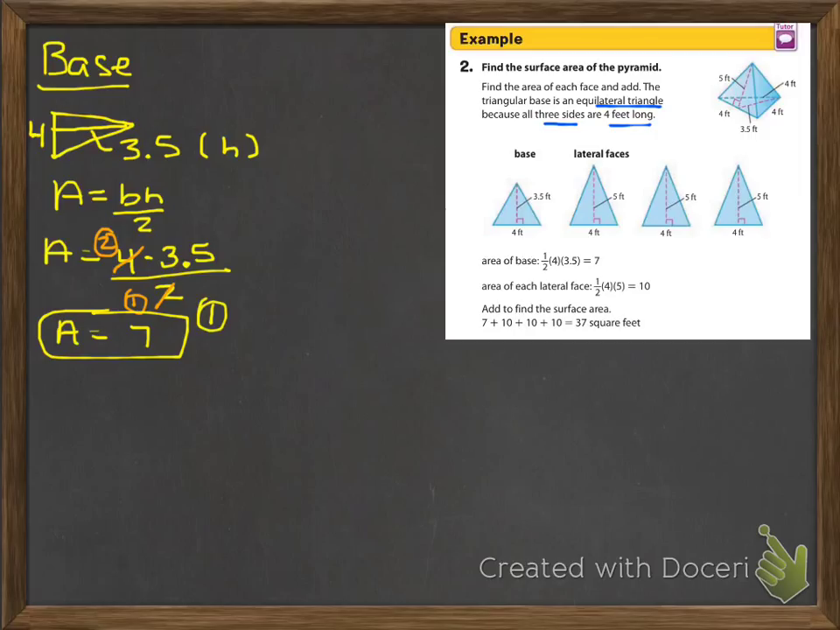But keep in mind, notice that we did not put a height of 4. The height of the triangular base is not 4, it's 3.5. What makes it equilateral is that all 3 sides are 4. It has nothing to do with the height of the triangle.